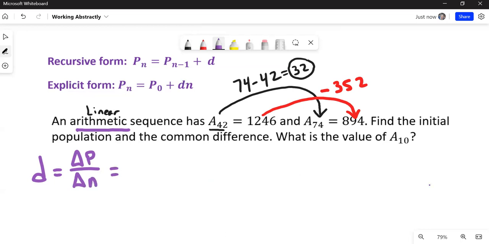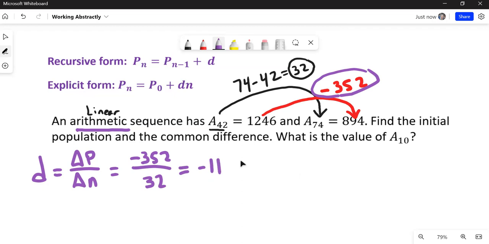All right. So looking at that, our change in P, it went down 352, right? But it took 32 terms to do that. Well, on your calculator, go ahead and divide that. Negative 352 divided by 32 ends up being negative 11.